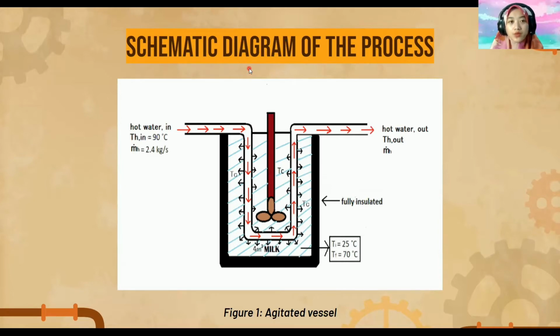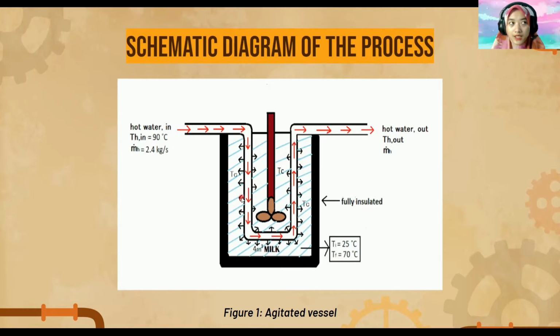So today I will continue with the schematic diagram of the process. As stated in the question, the process happens in an agitated vessel. So this is an agitated vessel that we draw. In the diagram, we can see a fully insulated tank full with 4 meter cube of milk, and we can see a heating coil here and an agitator, or we call it an impeller.